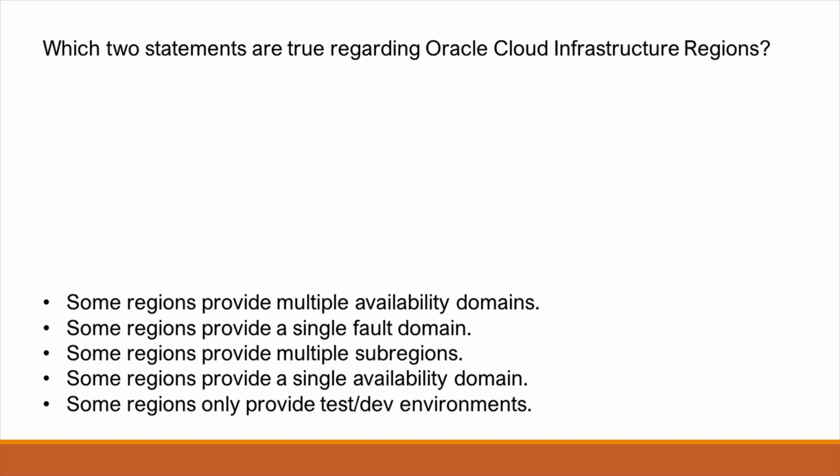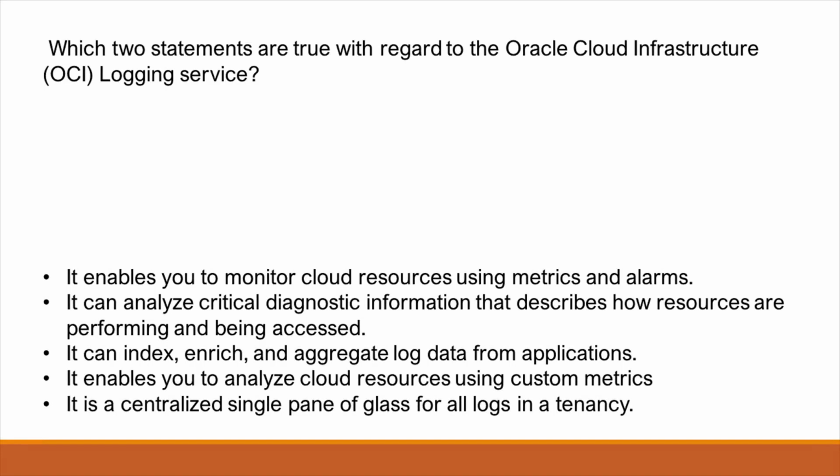Correct answers for this question are option 1, some regions provide multiple availability domains, and option 4, some regions provide a single availability domain. Remaining options in the question are not correct as per best of my knowledge. Let's talk about this question.